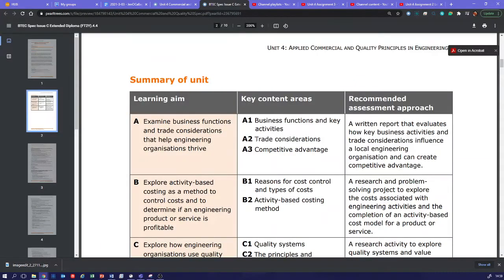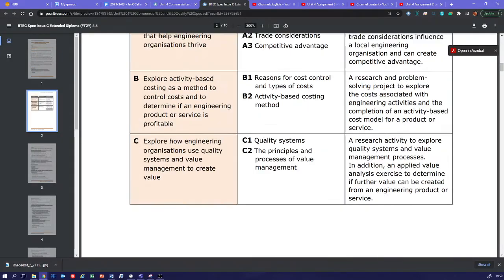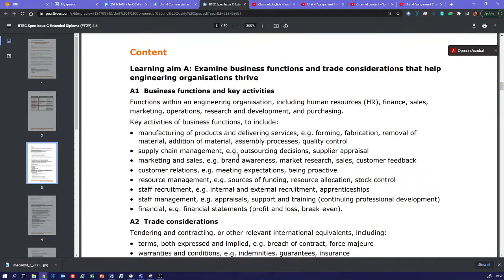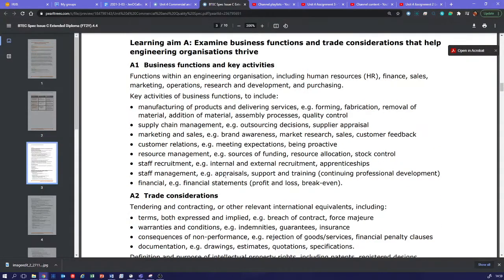Okay. So we're looking at key business functions and key activities this week, trade considerations next week, the week after, and then finishing off and handing in the week after that. Okay, so let's get through this quite sharpish, really.